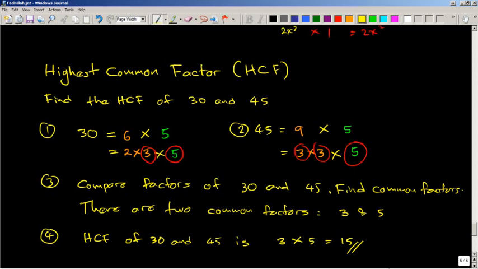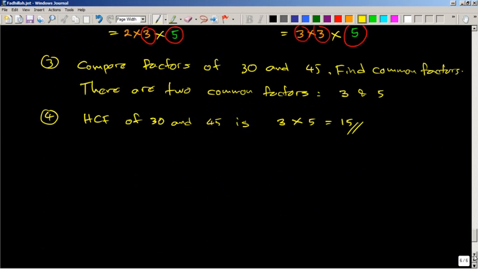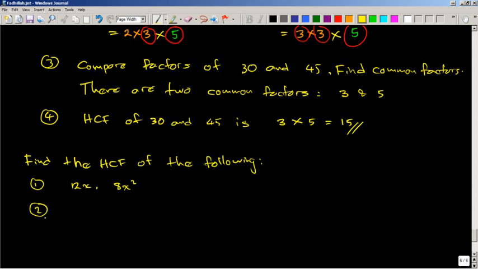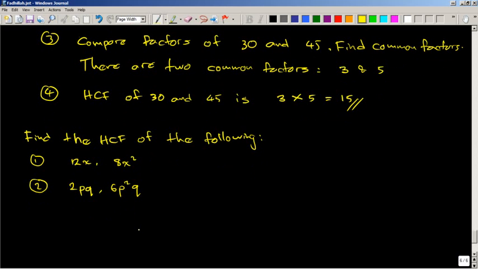Okay, let me give you some exercise on HCF first. Find the HCF of the following. I give you 4 questions. Question number 1 is 12x and 8x squared. Number 2, 2pq and 6p squared q. This is a little bit more complex than the example I gave you, but try your best.